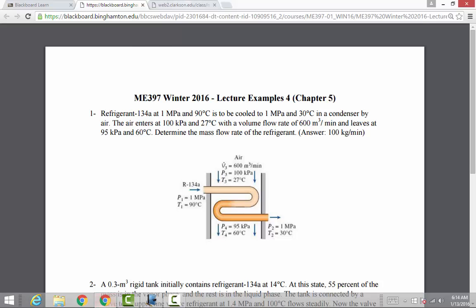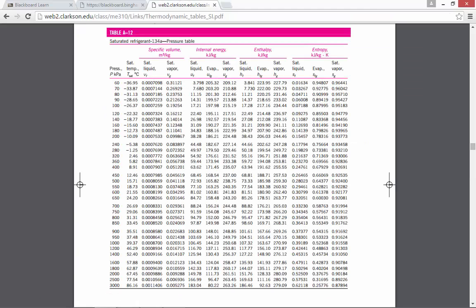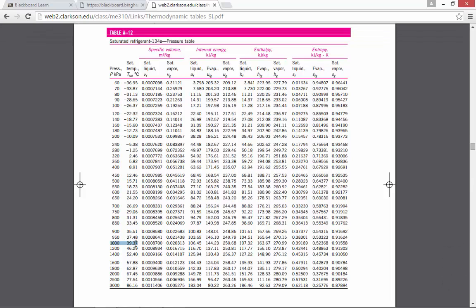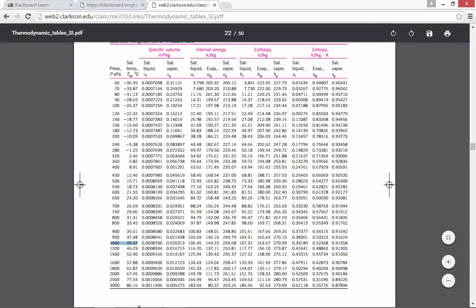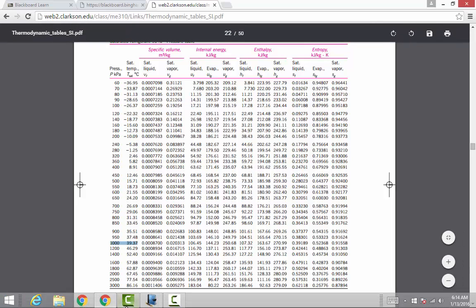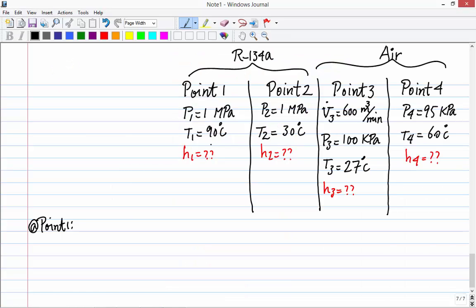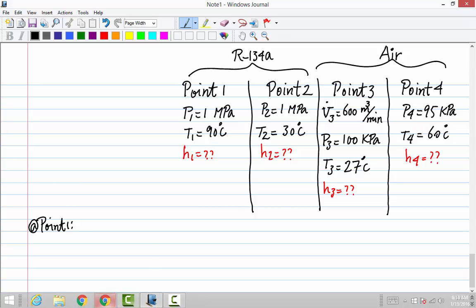So let's go to the table for R-134a at 1 megapascal, which is 1000 kilopascal. So here they go. The saturation temperature is 39.37, but my temperature is 90 degrees C. It's much higher. So what does that mean? Yes, it means it's superheated.